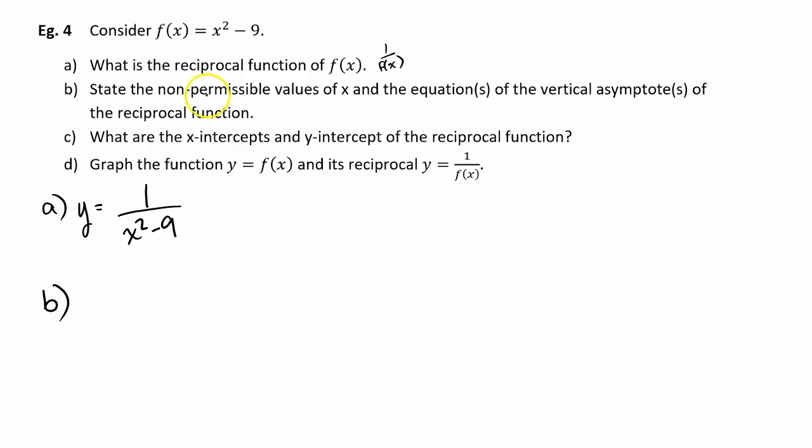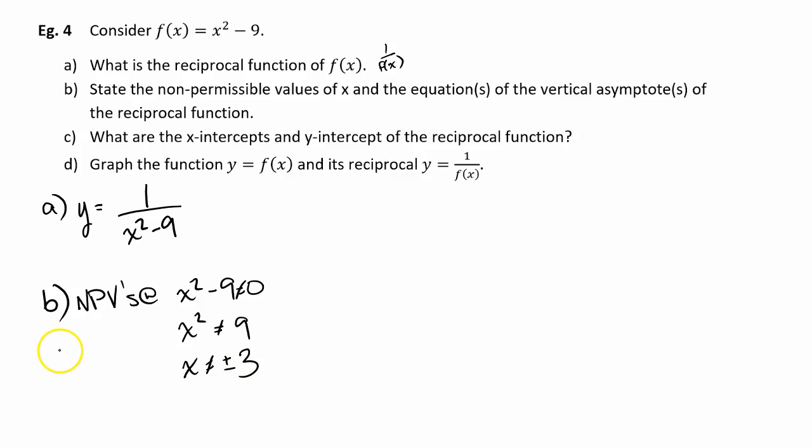For part B, we want our non-permissible values, so where our denominator is equal to 0. So when x squared minus 9 cannot equal 0, x squared cannot be 9, so x cannot be positive or negative 3. So that's my answer for B.